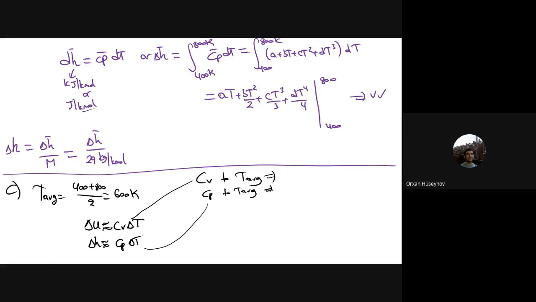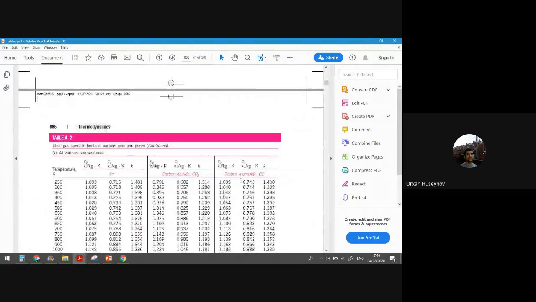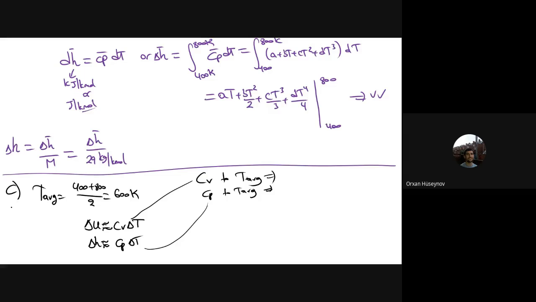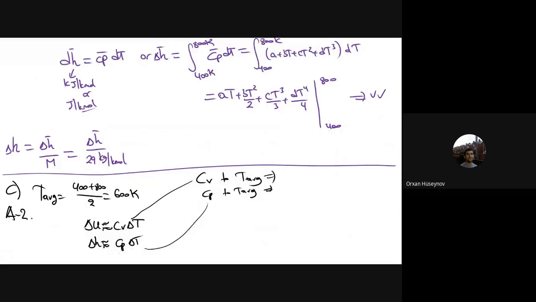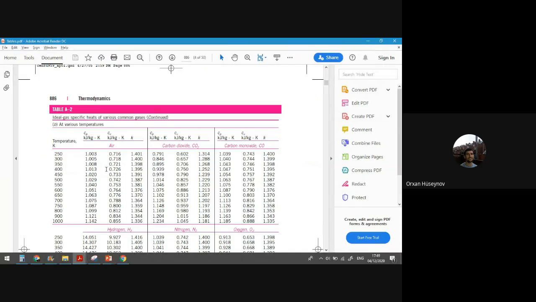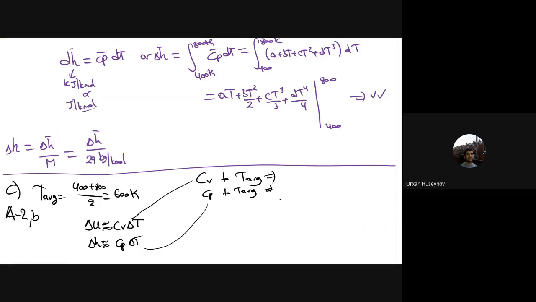Let's find it now. For that, I will go to table A2. Okay, this one is table A2, and this is the B. For 600 Kelvin, I'm looking for the Cp and Cv values for air. You can see it is air. Cp is 1.0151 kilojoules per kilogram Kelvin, and the Cv value is 0.764 kilojoules per kilogram Kelvin.